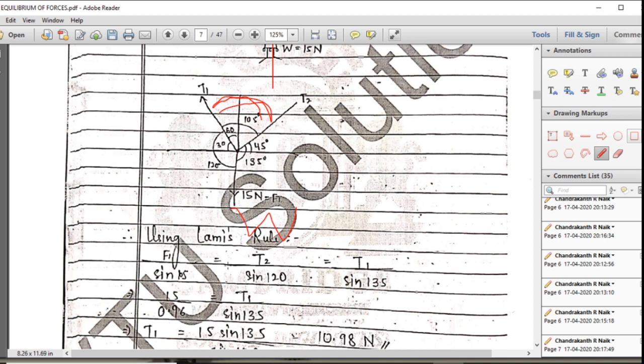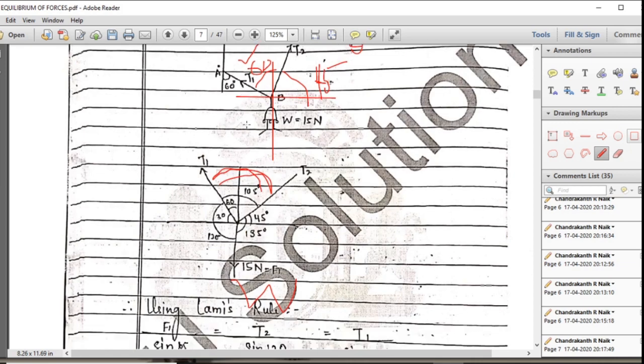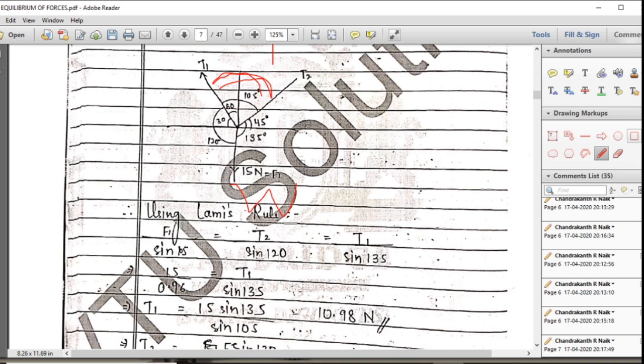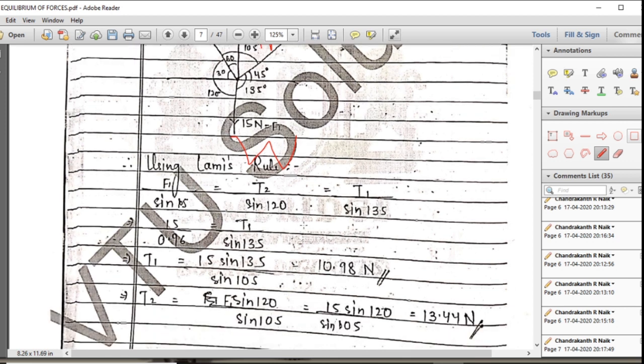So F1 by sine 105, which is equal to T2 divided by, so this is 60. 90 minus 60 is 30. So 30 plus 90, it is sine 120 degree. So we take the force opposite to the angle. Next T1. So T1 opposite angle is 45 plus 90, 135. Fine. So F1 by sine 105, T2 by sine 120, T1 by sine 135.